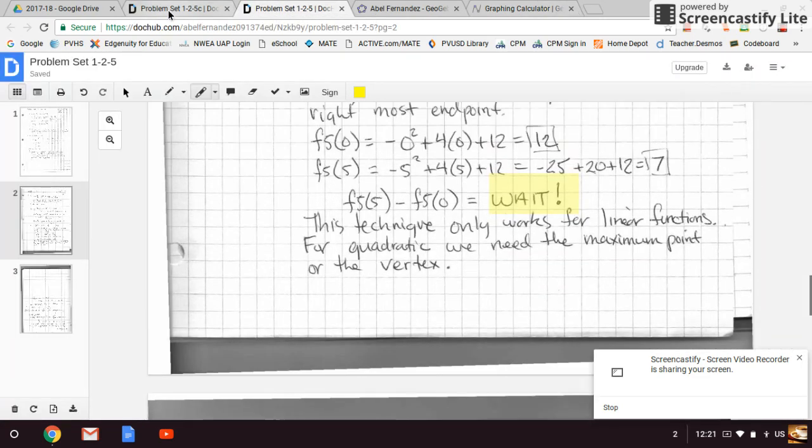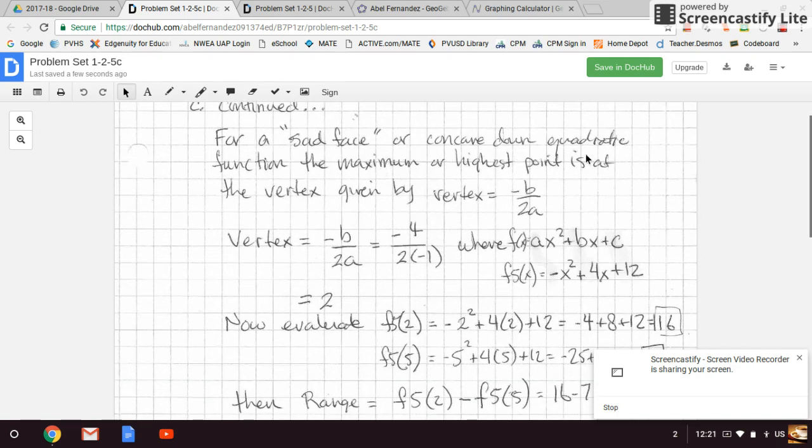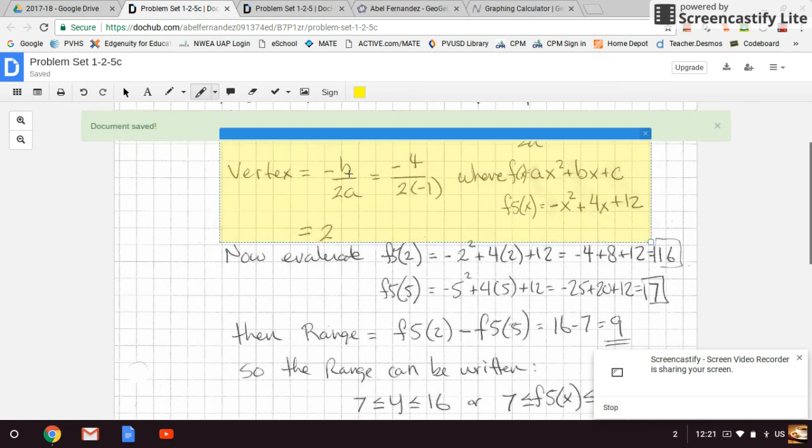So let's go to problem set 1 through 5C. For a sad face or concave down quadratic function, the maximum or highest point is at the vertex given by negative b over 2a. So here we do the calculations for the vertex. We say that the vertex is negative b over 2a, where a is the negative sign.